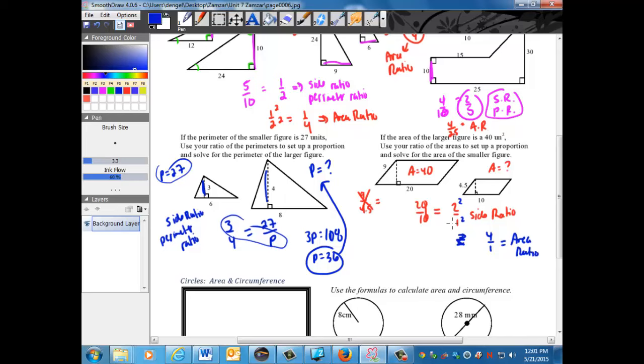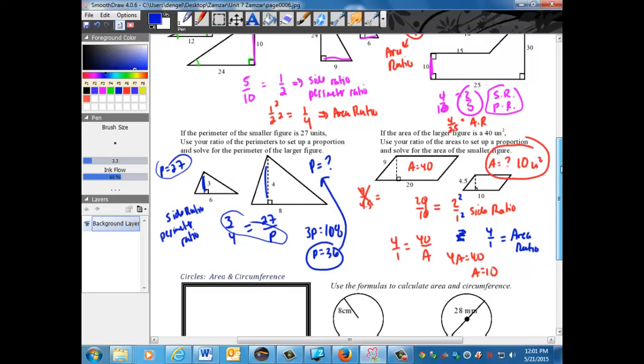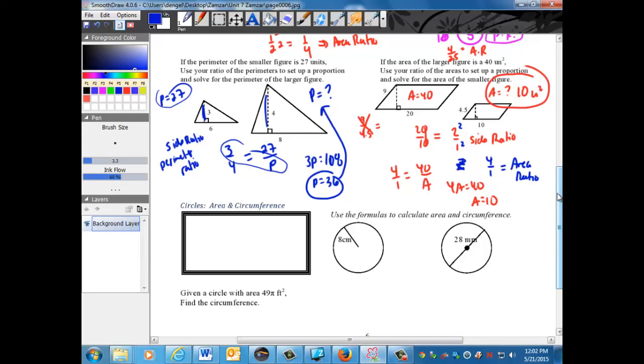So that's what I'm going to use when I set up this proportion. I'm going to take my 4 over 1, it's going to equal, and I'm going big over small, and the big area is 40, small area is unknown. 4a equals 40, a is equal to 10, so the area would be 10 units squared. Alright, we also have the problems down at the bottom.